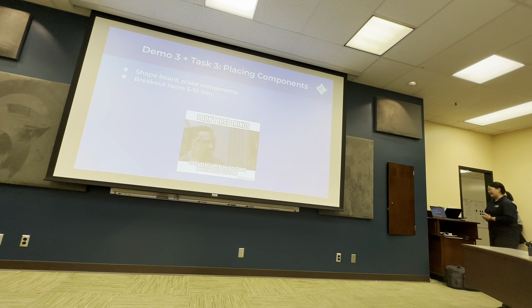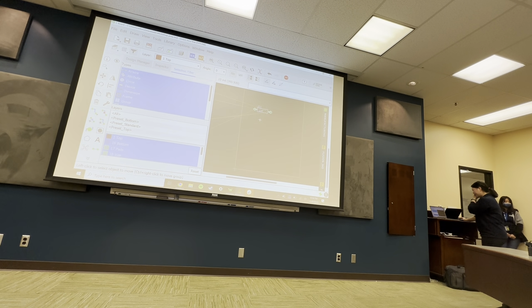Okay, so now for your task three, which is placing components, I'm going to go ahead and demo some things that you should do. I already placed one resistor here. I'm going to move this a little bit to the side, and I'm going to start placing my 555 timer. Generally you want to place the part that has the most pins in the middle of the board, like such.